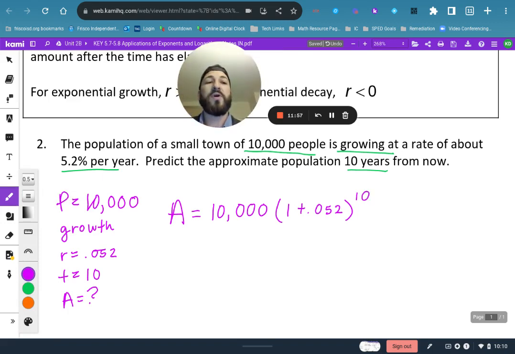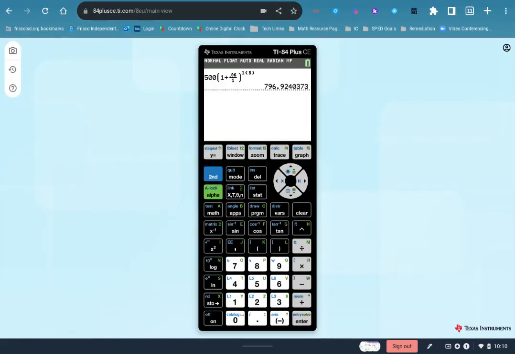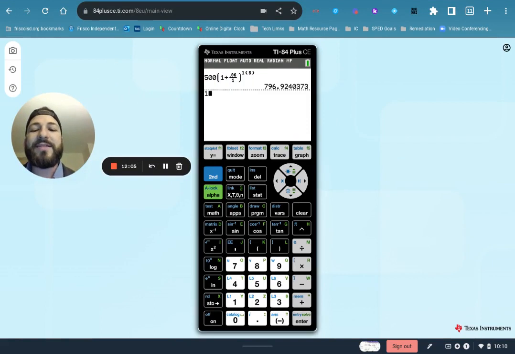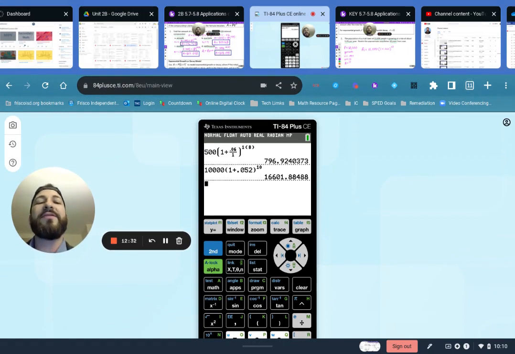So switching on over to our TI-84, we have 10,000 times 1 plus 0.052 raised to the power of 10, which will give us about 16,601. And we do get a decimal, but of course we're talking about people here. You could put a decimal, I wouldn't count it wrong if you put 16,601.88 or .89, but I would go ahead and round this to the whole person.